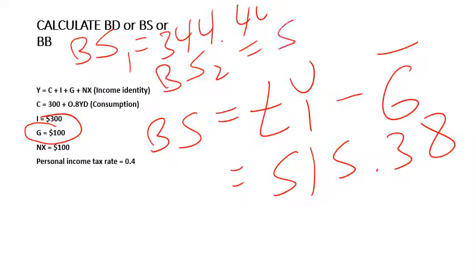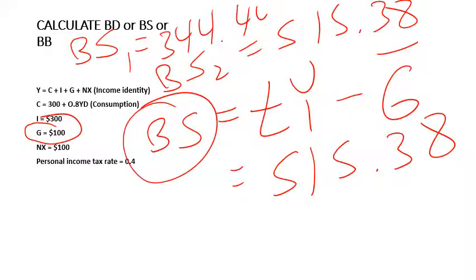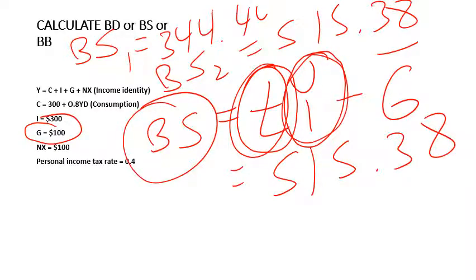So that's the answer. And we noticed that the budget surplus did indeed go up because the higher personal income tax rate, the increase in T, overwhelmed the decrease in GDP. And remember, GDP decreased because of an increase in the personal income tax rate.